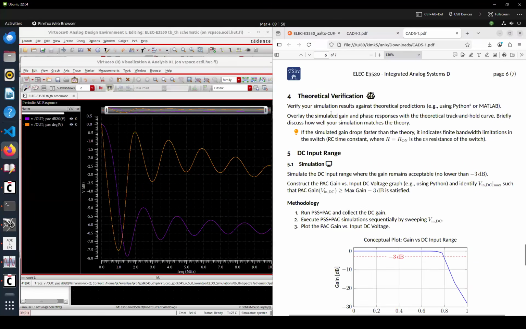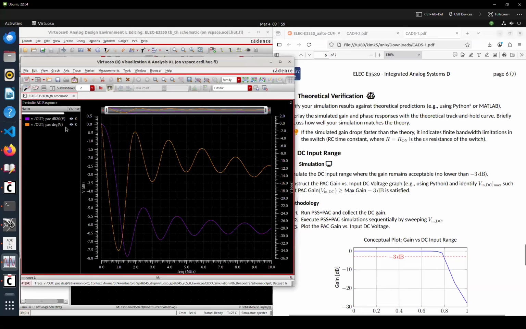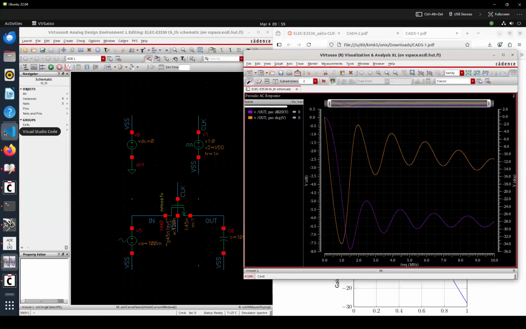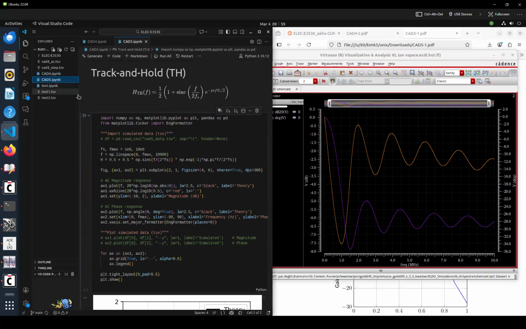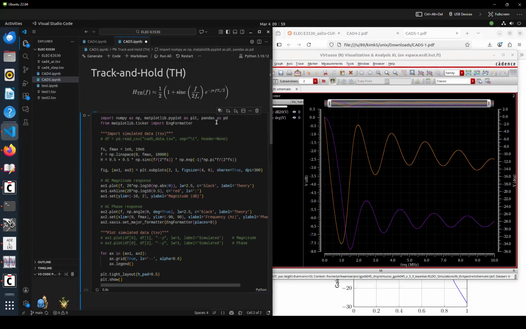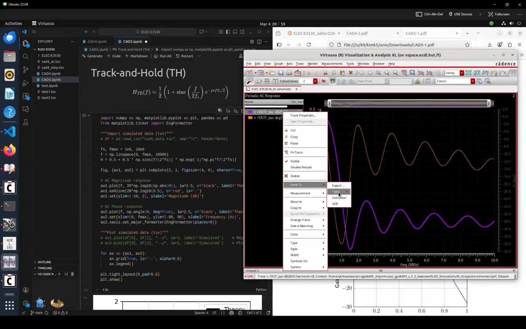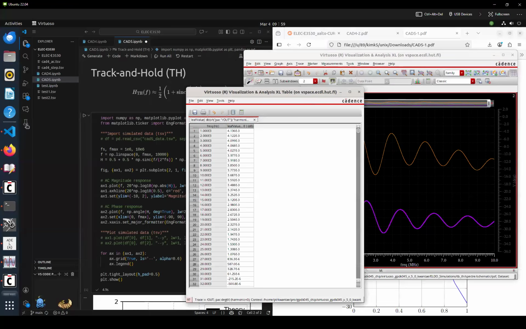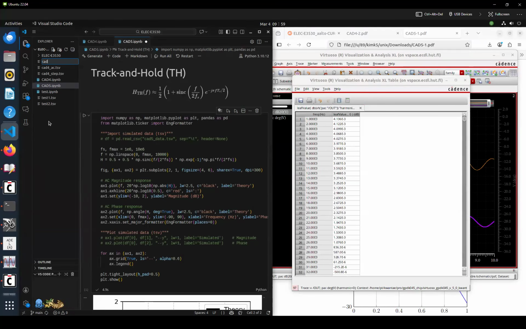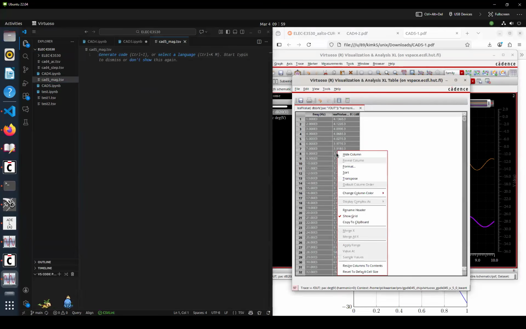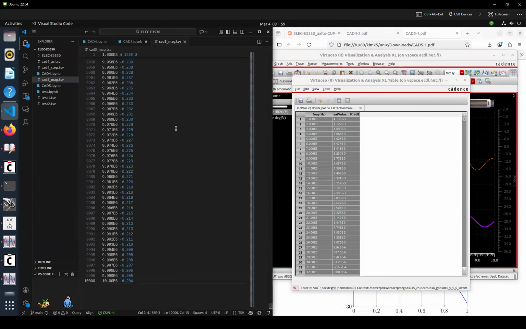And the theoretical verification: verify your simulation results against theoretical predictions. So you can verify this one. So let's move on to Python. I already copy and pasted from our GitHub. So first, let's try to get this data. And CD5 AC, let's say magnitude, ESB, copy, paste.